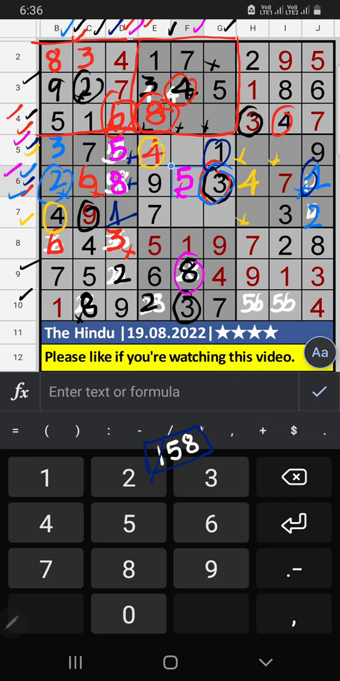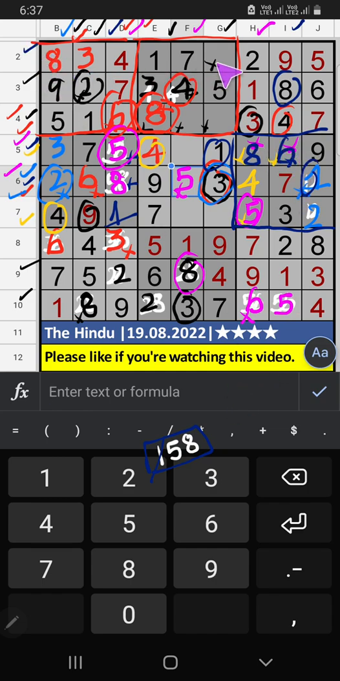5th row, we have 5. So 5 can't come in these cells. Then 5 is confirmed here. Column H, we have 5. So 5 can't come in the cell. 5 is confirmed here. Then 6 is here. 6th grade, 2 numbers are remaining, 6 and 8. It will come in one of the 2 cells. Column I, we already have 8. So 8 can't come in the cell. 8 is confirmed here. Then 6 is here.